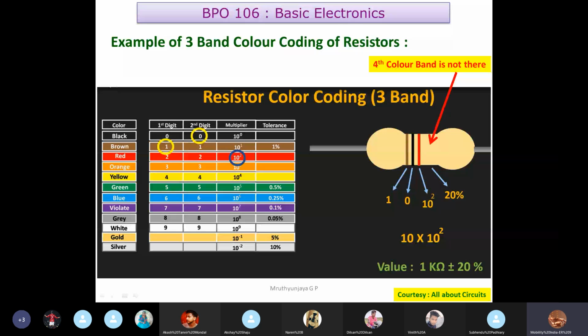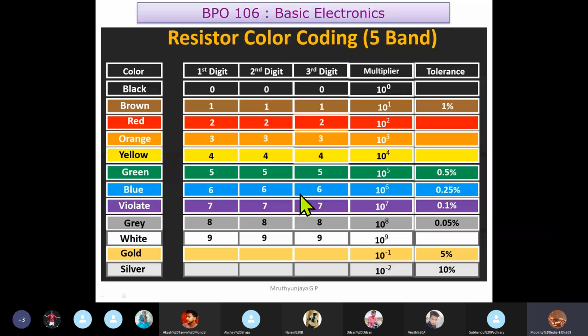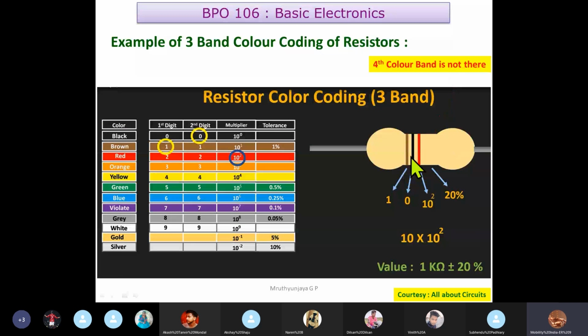Right, we'll go to the fifth band, the 5-band code. Everything is similar except that we have 3 digits for the 5-band resistor. In the 3-band or the 4-band, you have 2 digits, and the third is a multiplier. Whereas the difference in a 5-band resistor is that the first 3 bands are for the digits. The 4th band will be the multiplier, and the 5th band will be the tolerance.